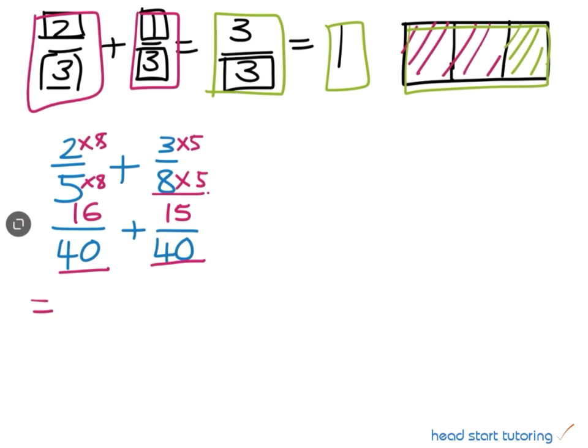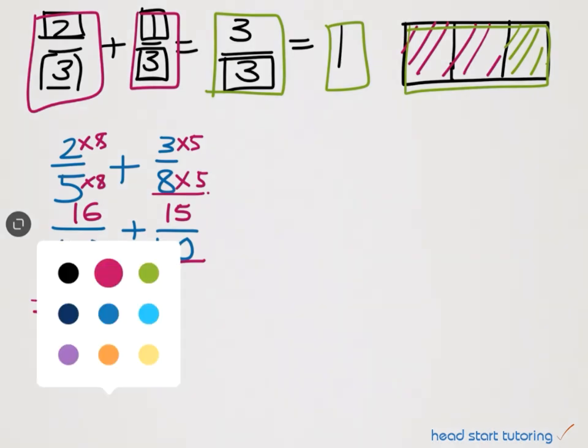Now, because our denominators are the same, we know that 40 is going to be the denominator in our answer as well. And all we need to do now is plus our numerators. So 16 plus 15 is equal to 31, and 31 over 40 is our simplified fraction. So 2/5 plus 3/8 will give us an answer of 31 over 40.